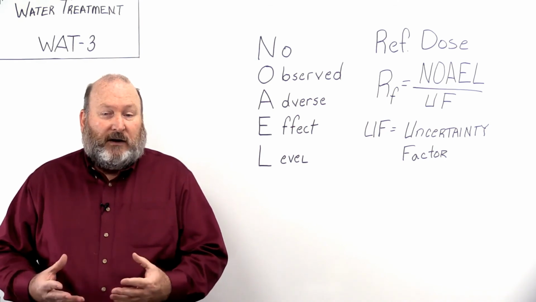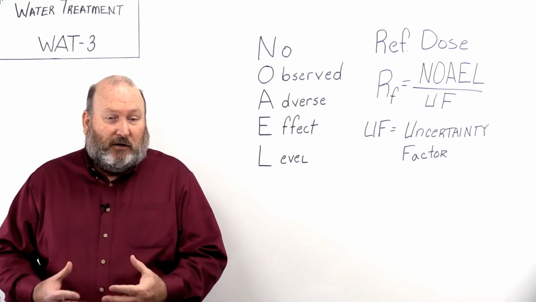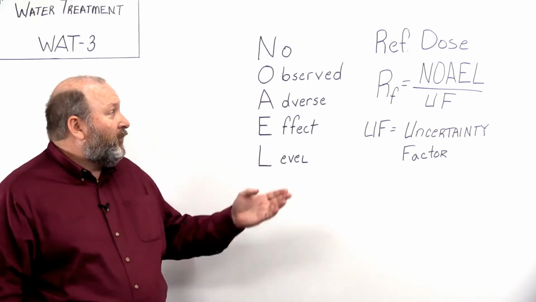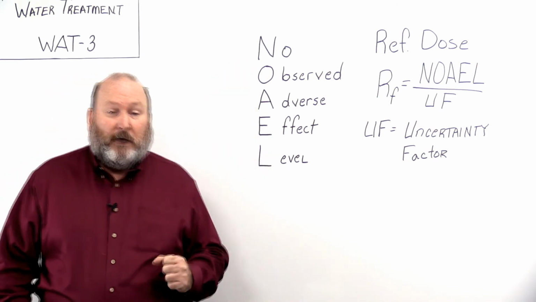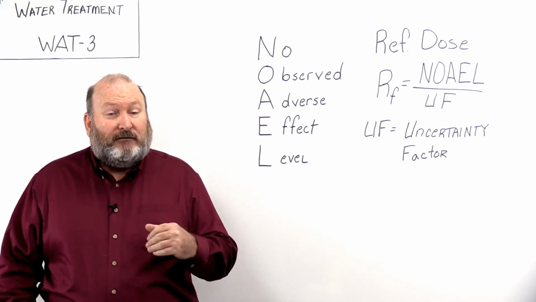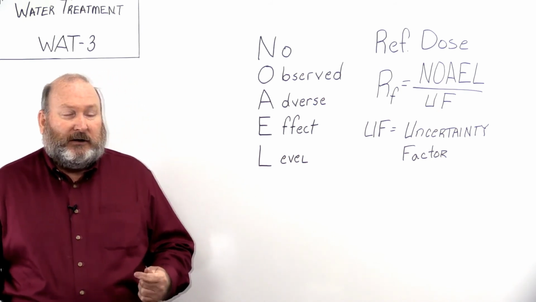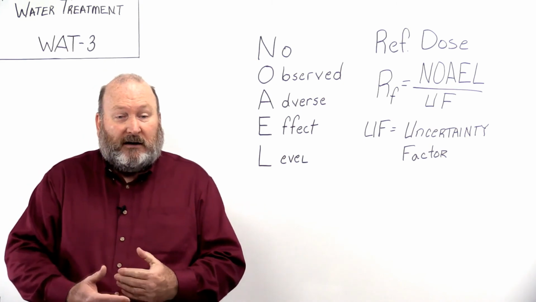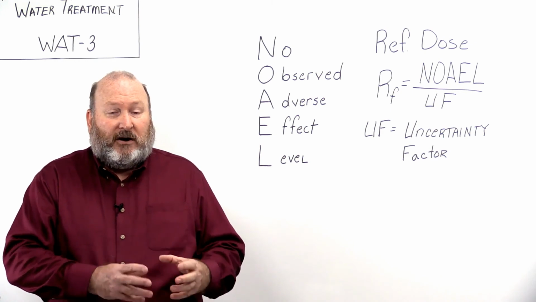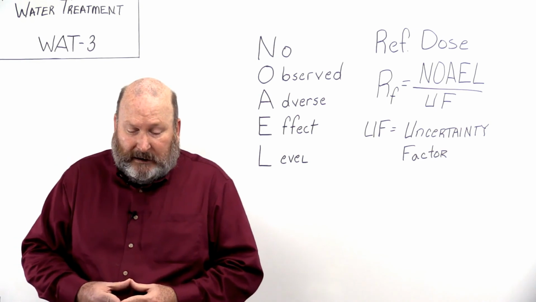And so an uncertainty factor is picked based upon the uncertainty associated with the information that was used to derive or calculate the NOAEL. That uncertainty factor is typically a minimum of 10 and can be as high as 100 or even 1,000. The uncertainty factor is usually the product of factors used to address various uncertainties associated with the development of the NOAEL.